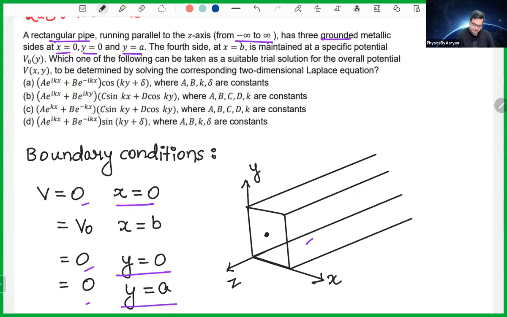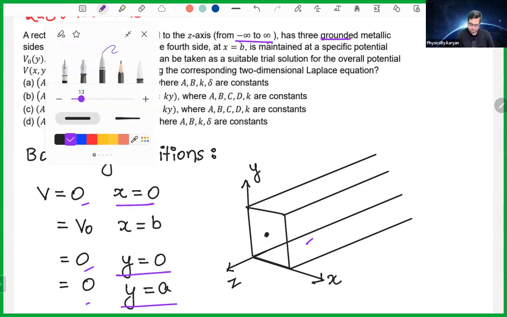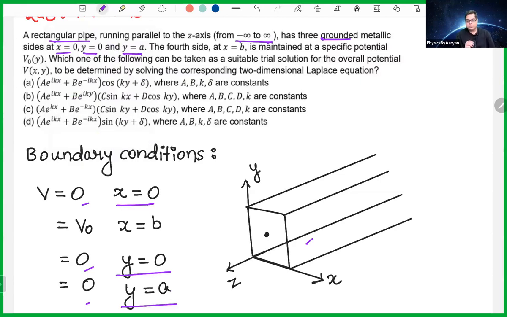Clear? The symbols do not matter. So this is what is given to us. Y equals 0 is the bottom ground, and y equals a is the top. So these two are at 0 potential, and also x equals 0, which is the back side, is also 0. So top, bottom, and back are at 0 potential.